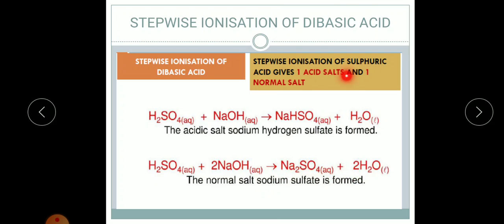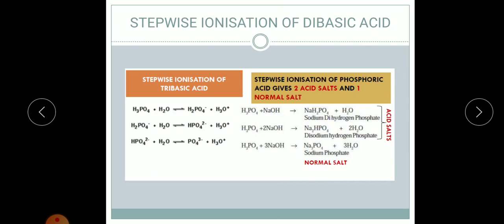So stepwise ionization of sulfuric acid gives one acid salt and one normal salt. This is an acid salt. Acid salt means incomplete neutralization, whereas this is a normal salt, which is complete neutralization. Similarly, for tribasic acid, we have taken phosphoric acid. Phosphoric acid first liberates one hydrogen ion, then after that it will lose the second one and the last, third one.